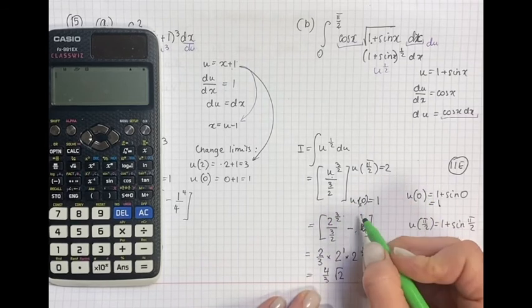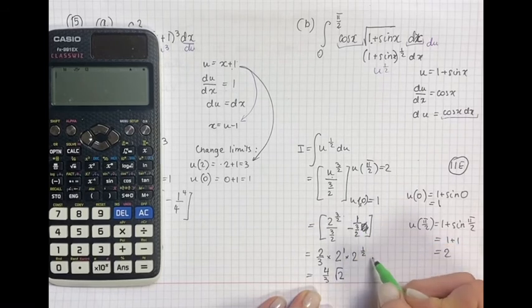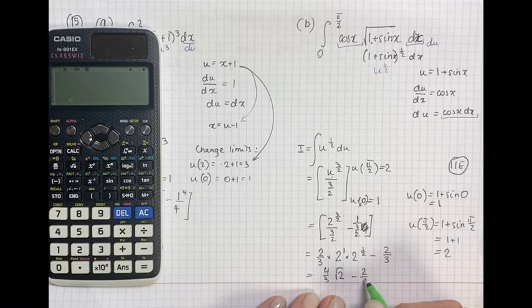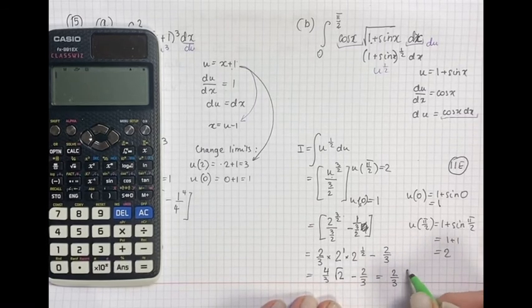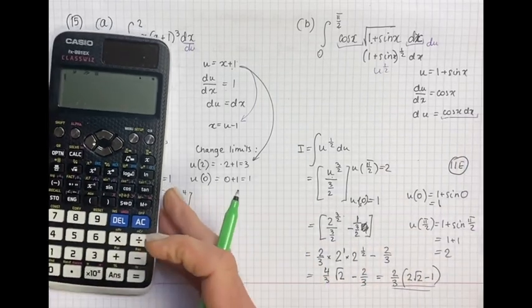That's going to be 1 to the power of 3 over 2 over 3 over 2. So I need to take away 2/3. So take away 2/3, you can leave your answer like this, or if you factorize 2/3 out, you'll have 2/3 times 2 root 2 minus 1. That's better. Now, we're all humans, we make mistakes.